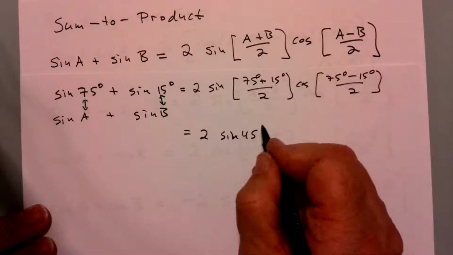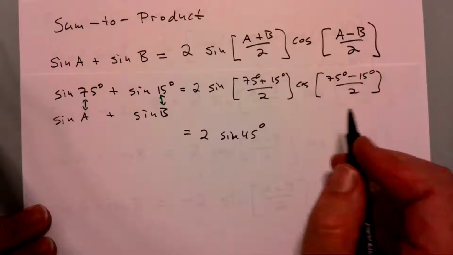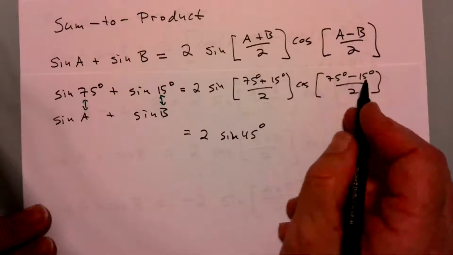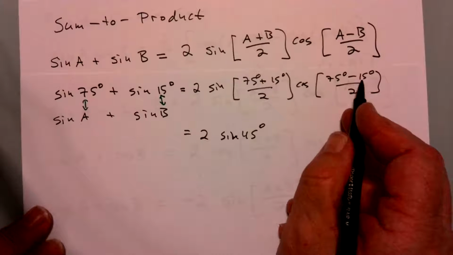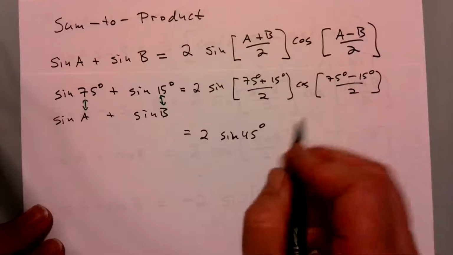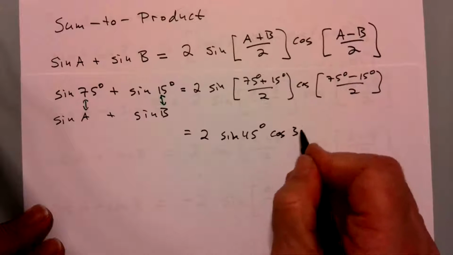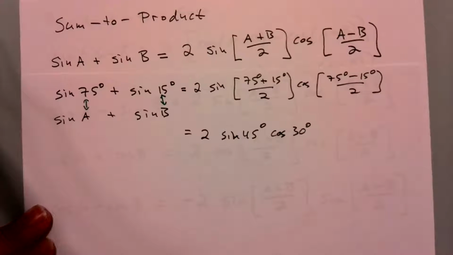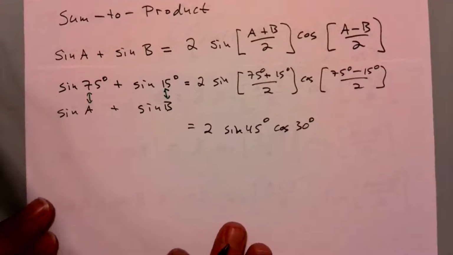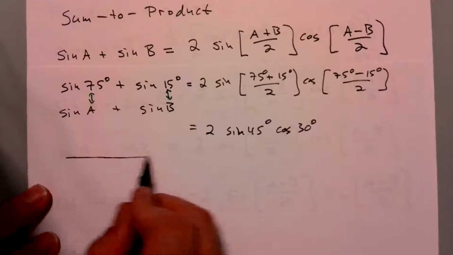So that's what we saw earlier in the answer that's posted in the comments. I appreciate that. 75 minus 15 is 60. 60 divided by 2 is 30. So we have 2 sine 45 cos 30 degrees. And I hope we can always keep in mind our favorite table.